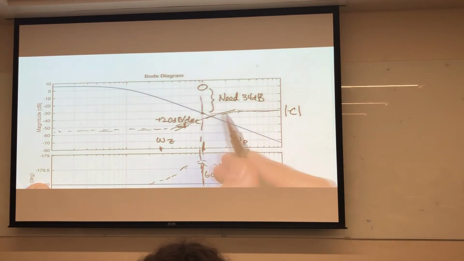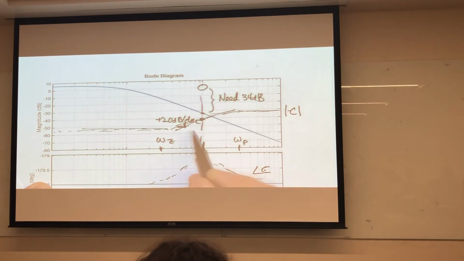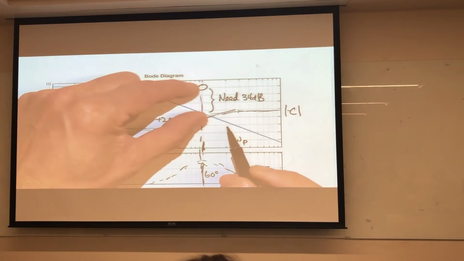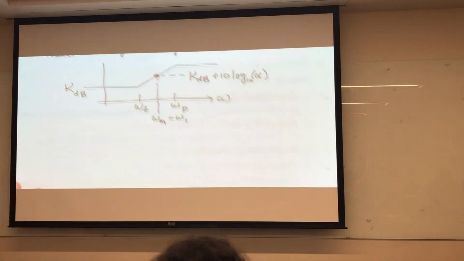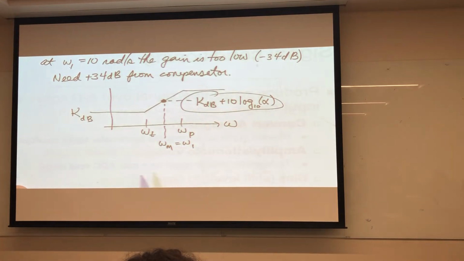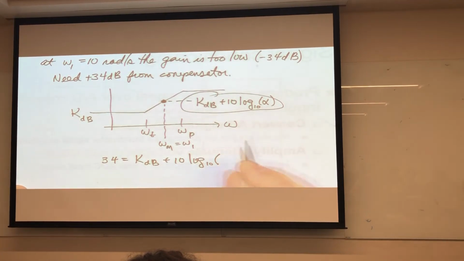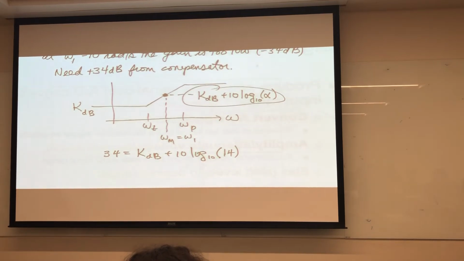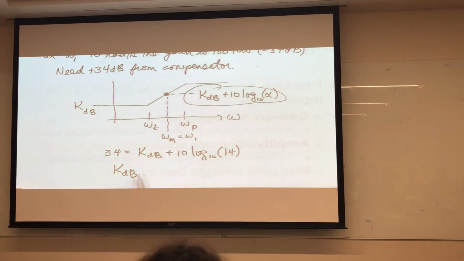I'm going to put this compensator right here. And I need this gain to make up this. And so what I'm saying is I have now a formula. So I need 34 dB. I need 34 dB from this. I say 34 is equal to k in dB plus 10 log 14. So alpha was the first thing I calculated, so I need to get this right. So now I can calculate the k in dB. It's 34 minus 10 log 14.